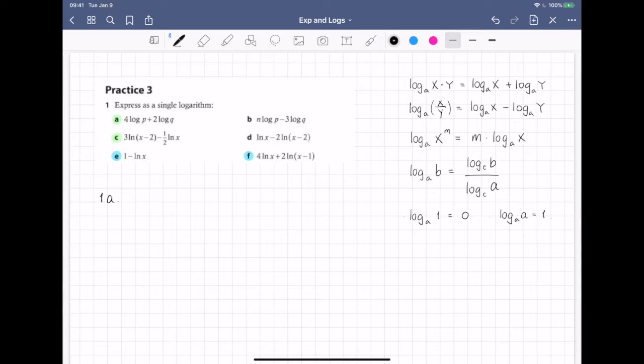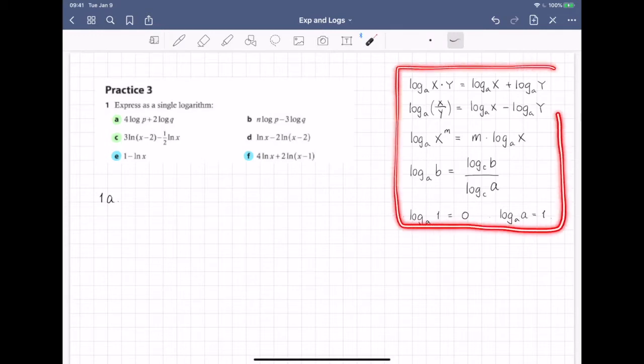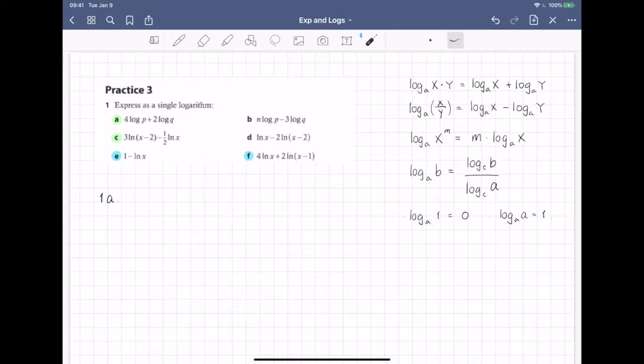We are going to do some log questions. If you see on the right corner here, I've written down some log rules. If you don't have it written down already, maybe you should copy it down, pause the video and copy it down, or take a screenshot so you have it there. You should be familiar with most of these.